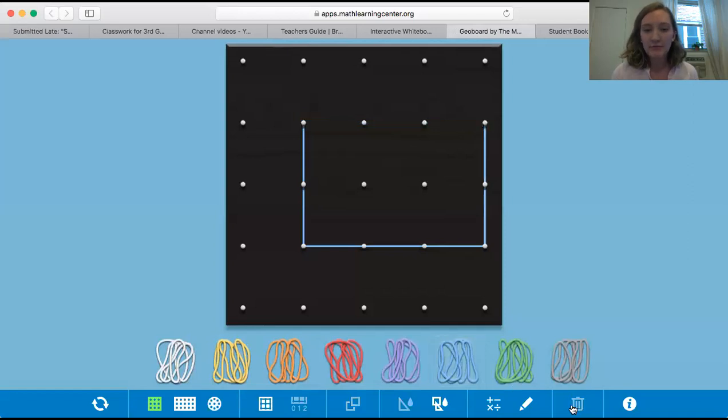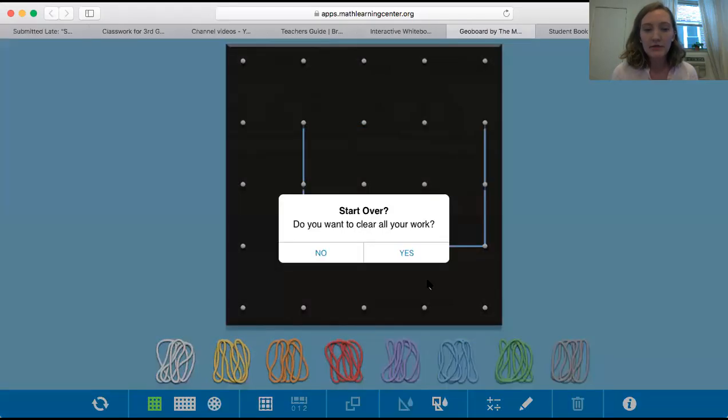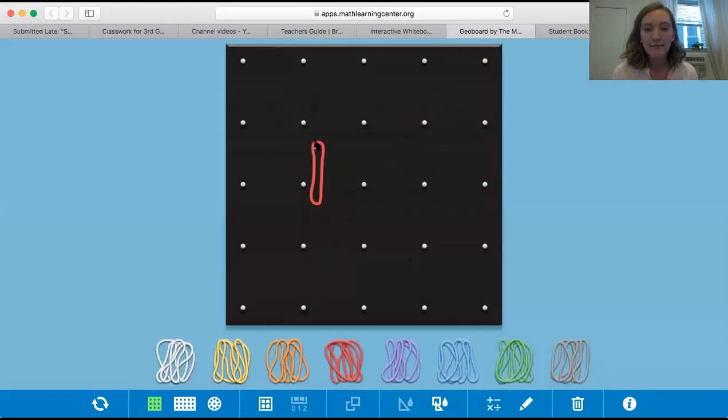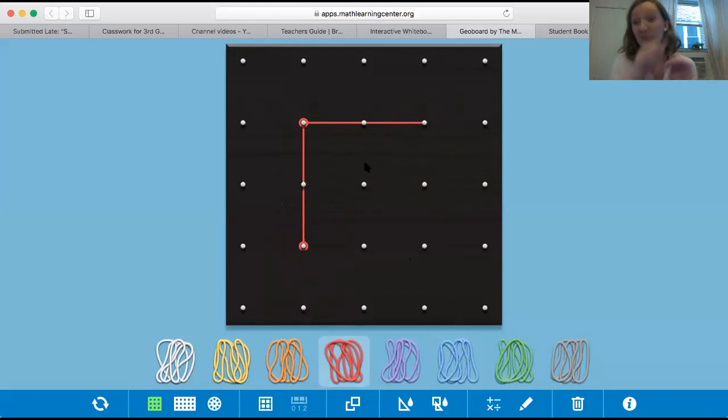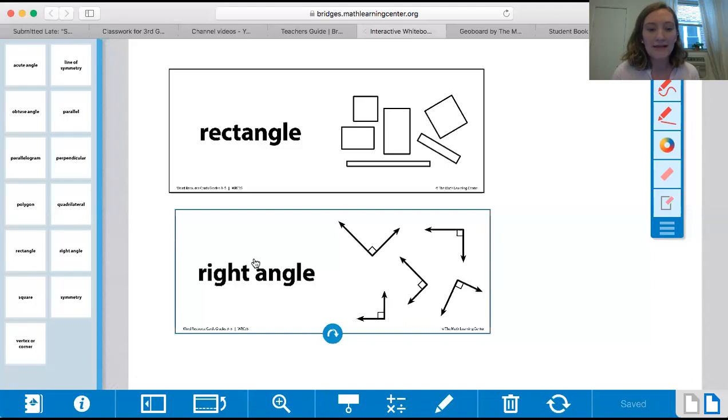Let's use a different color. Let's use red. Here's a rubber band. I'm going to create a 90-degree angle. See right here? There are 90 points of degrees between this line and this line. This is a 90-degree angle. A 90-degree angle really looks like a square or a rectangle shape, right? This is a 90-degree angle. It's called a right angle. A right angle is 90 degrees, and it looks like a square or rectangle.